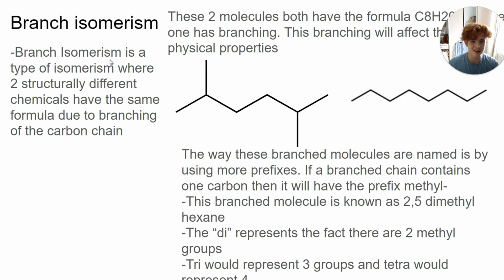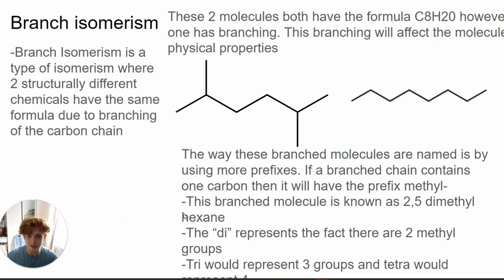Now, branch isomerism is where things get a little bit more complicated, I suppose. You'll see these 2 molecules here. These molecules have the same chemical formula, C8H20. This isn't C8H2O, it's C8H20. I guess the 0 looks a little bit like an O. However, this molecule here has branching. It has a carbon here that, instead of being bonded to 2 other carbons, like it would be in a straight chain, is bonded to 3 carbons. And that means that this molecule has branching. And even though these molecules have the same chemical formula, they have different physical properties, and this is known as isomerism.